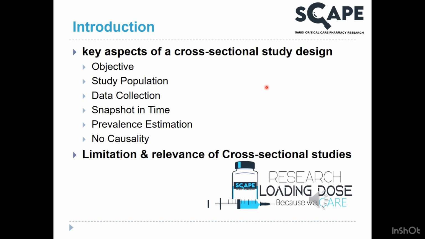The next part is about the snapshot in time. Cross-sectional studies are usually conducted at a single point in time, unlike longitudinal studies where a group of individuals are followed over a specific period of time. But in cross-sectional studies, we collect data at a single time point, which makes them very easy and cost-effective. And once we are done with data collection, then it comes to how we are going to summarize the data. In cross-sectional studies, most of the time we use prevalence to summarize data.